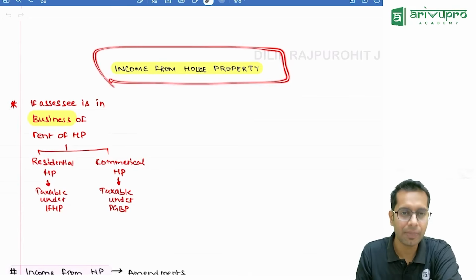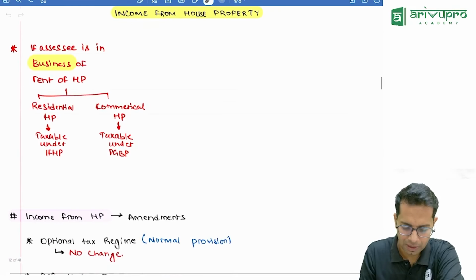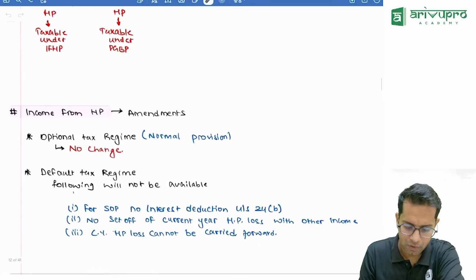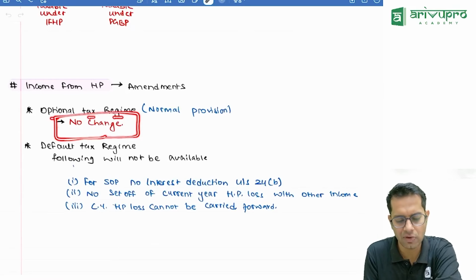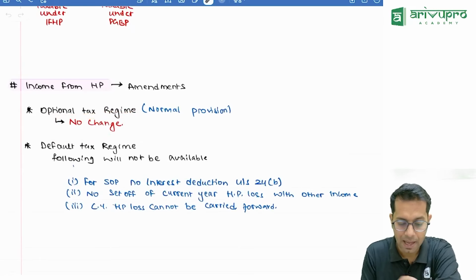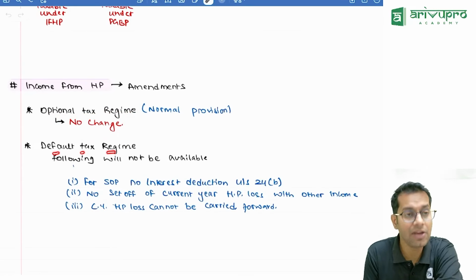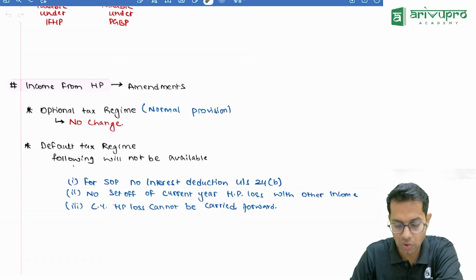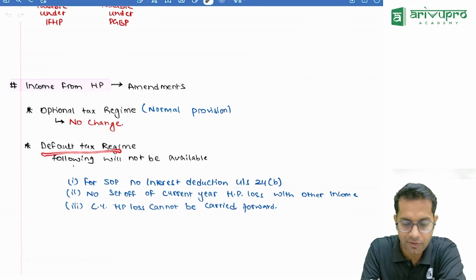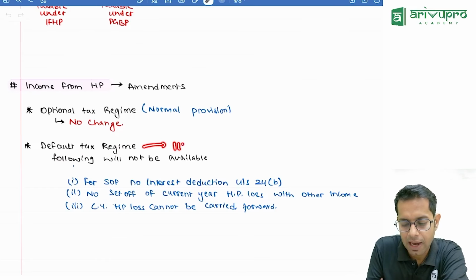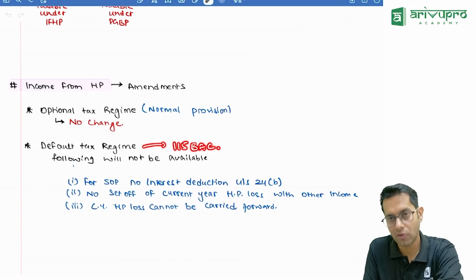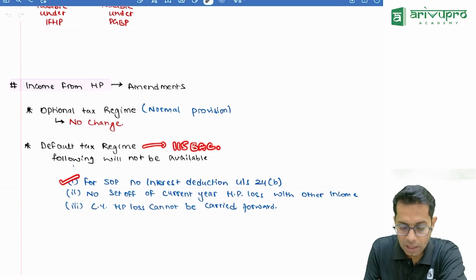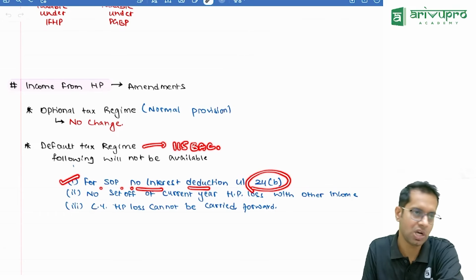Sir, under income from house property, now if you are a person who is following the optional regime, there is no change. Whatever you have studied is exactly the same. But if you are a person who is opting for the default tax regime, default tax regime means what, sir? 115BAC. If you are opting for the default tax regime, then for self-occupied property, you will not get interest deduction under section 24.